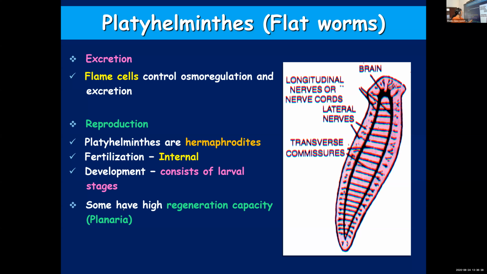10th standard, have you heard about planaria? Children, have you heard about regeneration in planaria? Yes, ma'am.